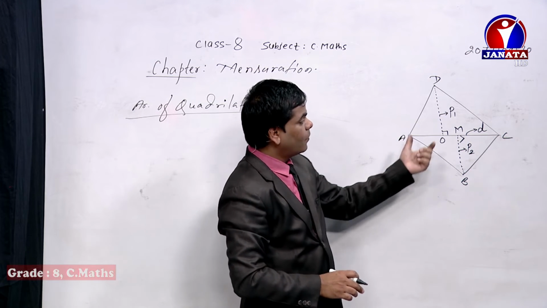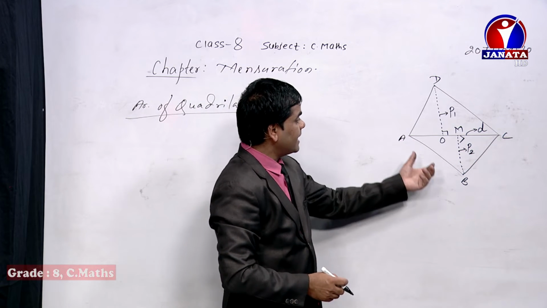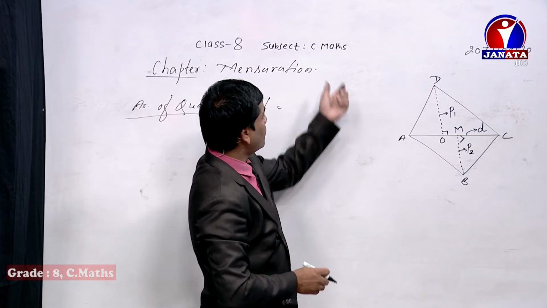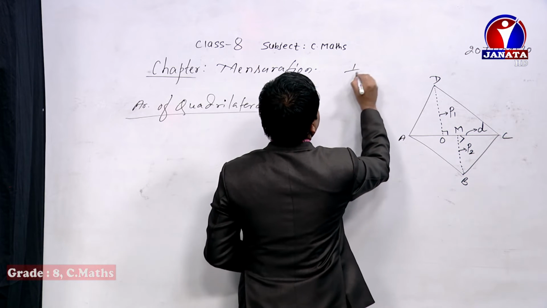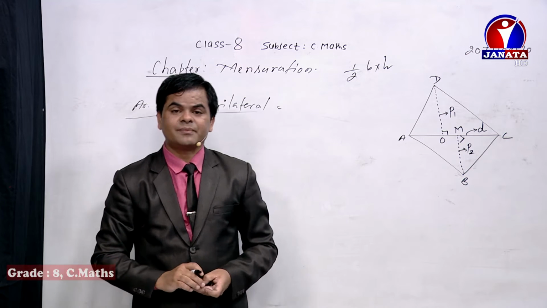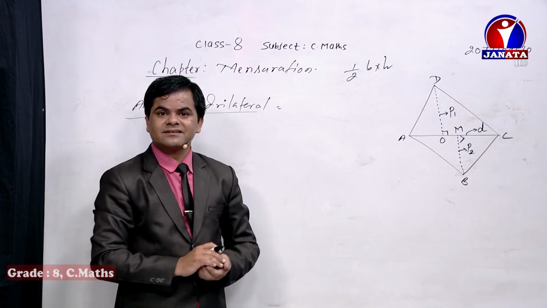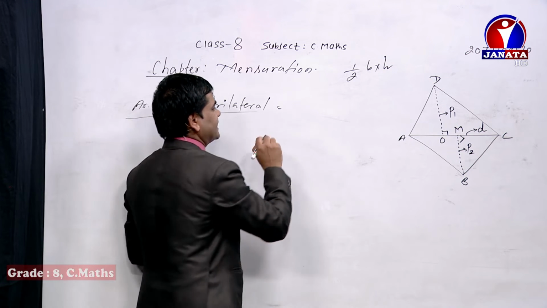Now again the whole quadrilateral is divided into 2 triangles, and if we are able to use the formula of 1/2 base into height in both triangles, then if we combine the measurement of those 2 triangles' area, it will be the area of quadrilateral, isn't it? So let's try once again.